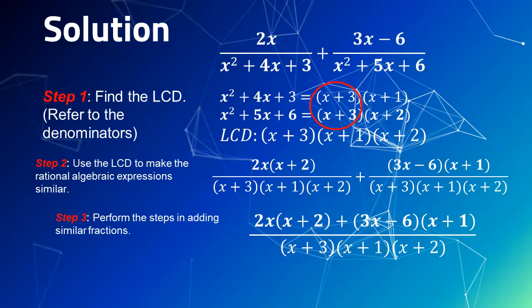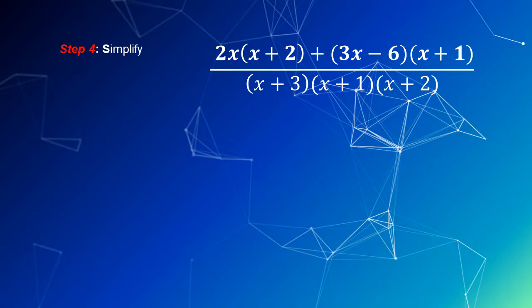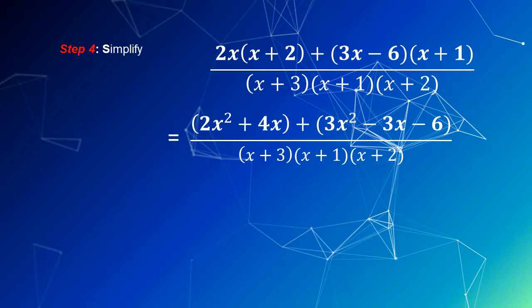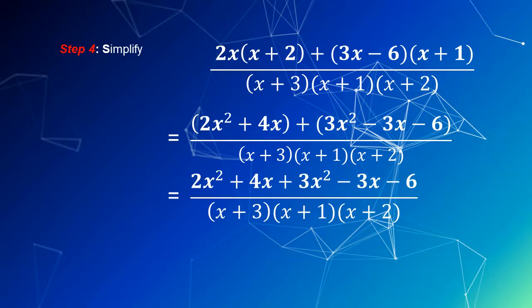Okay, so then after that, we're just going to simplify. That is 2x times the quantity of x plus 2 plus 3x minus 6 times the quantity of x plus 1 all over x plus 3 times the quantity of x plus 1 times the quantity of x plus 2. Then distributive property, that will become 2x squared plus 4x plus 3x squared minus 3x minus 6. So this comes from the FOIL method applied to these two binomials, all over x plus 3 times the quantity of x plus 1 times the quantity of x plus 2.